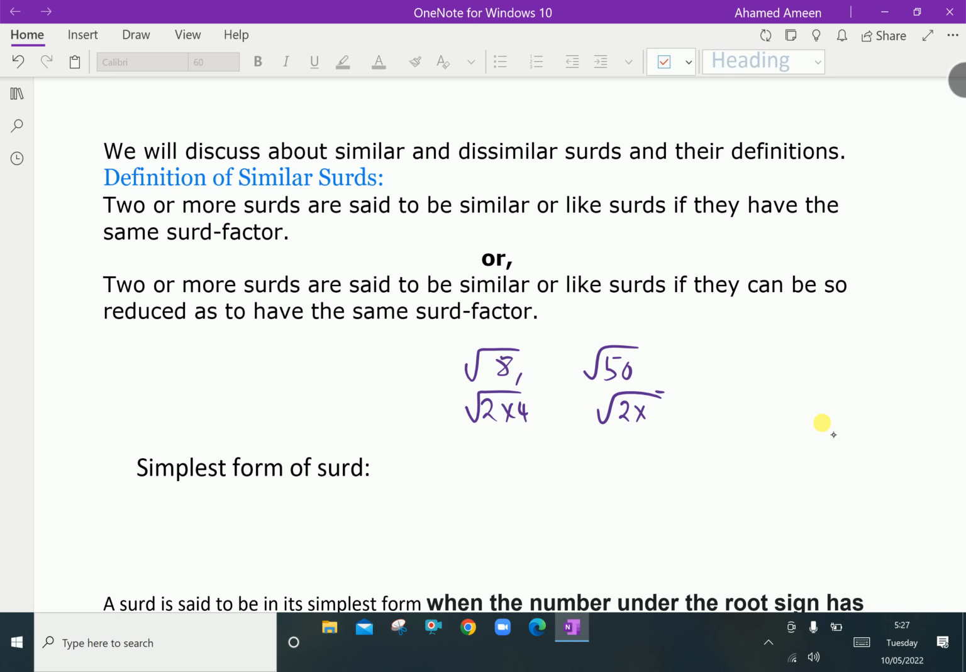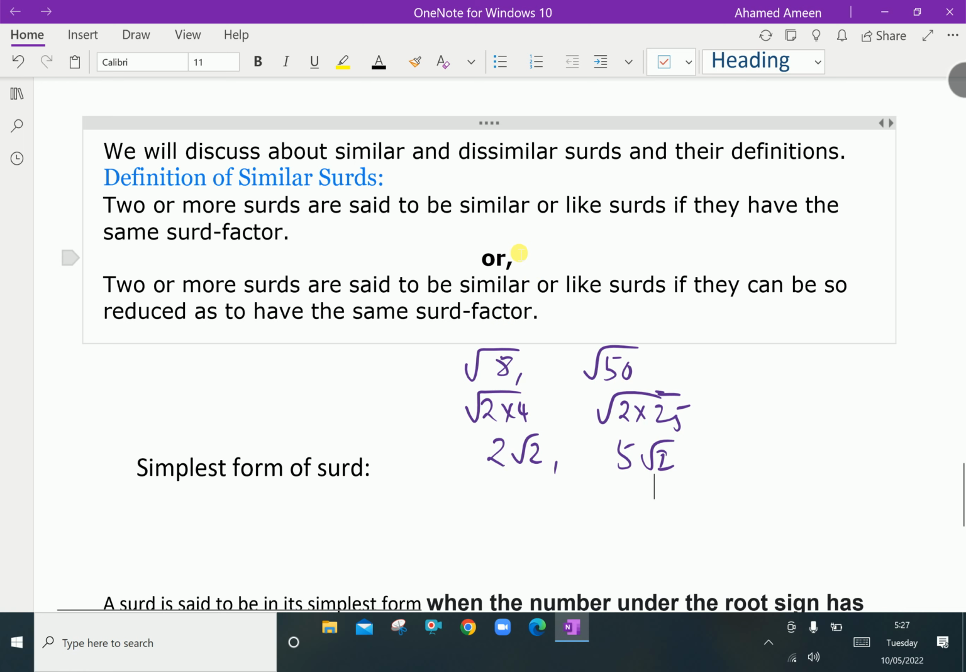2 into 25. Here square root of 4 is 2, take out, that is 2 root 2, and 5 root 2 because square root of 25 is 5. So it's taken as 5 root 2. Here square root of 8 and square root of 50 are called similar surds. Square root of 8 is 2 root 2, square root of 50 is 5 root 2. So inside the square root sign both numbers are the same, so it's called similar surds. If inside the square root the number is different, we can say it's dissimilar surds.